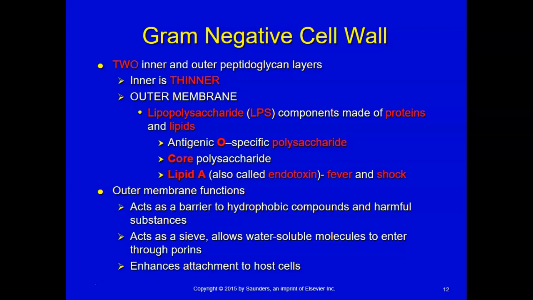The LPS layer is made of proteins, lipids, and lipopolysaccharides that is unique to gram-negative organisms, and they contain 3 regions: the antigenic O specific polysaccharide, a core polysaccharide, and an inner lipid A, also called an endotoxin. And this lipid A endotoxin is what gives gram-negative their special powers. They are responsible for producing fever and shock in patients with a gram-negative bacterial infection.